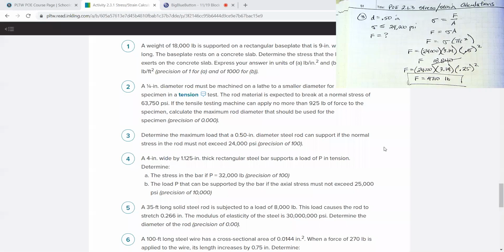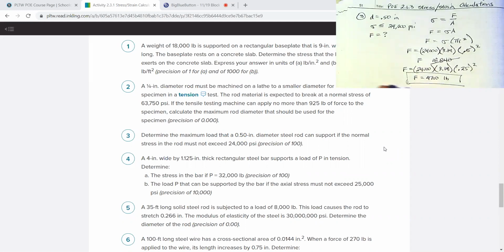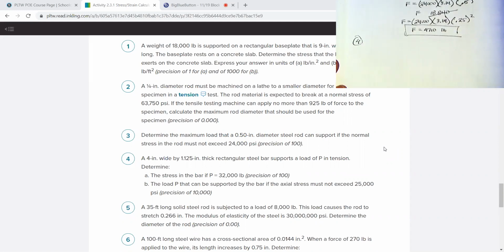All right, this is Mr. Bing again, Liberty High School, Project Lead the Way, Principles of Engineering 2.1.3. We just did 2 and 3, and so now we're going to do 4, because that's the sequence that numbers go in. So this is number 4, and maybe you can see my screen.